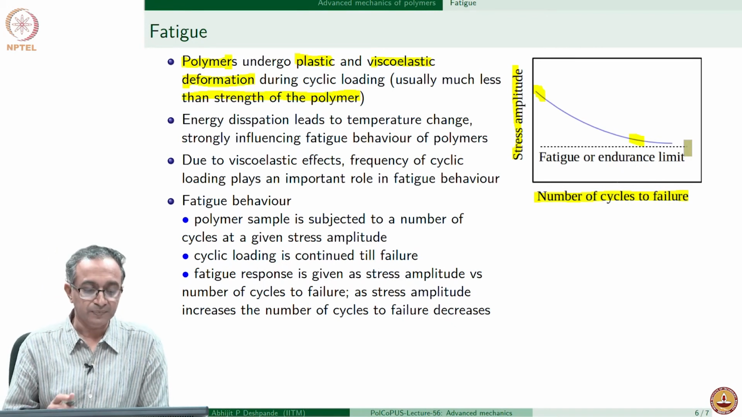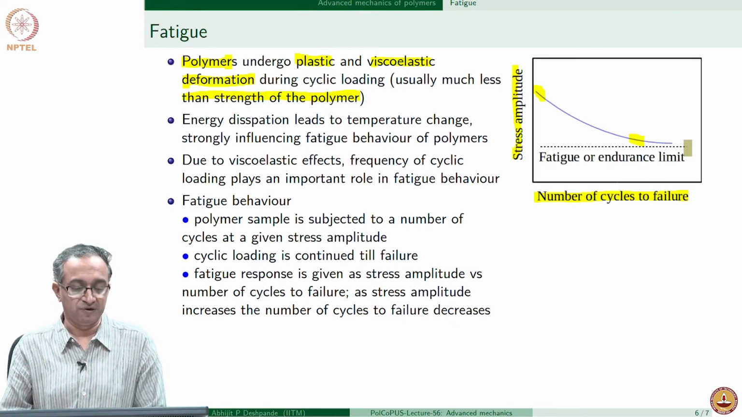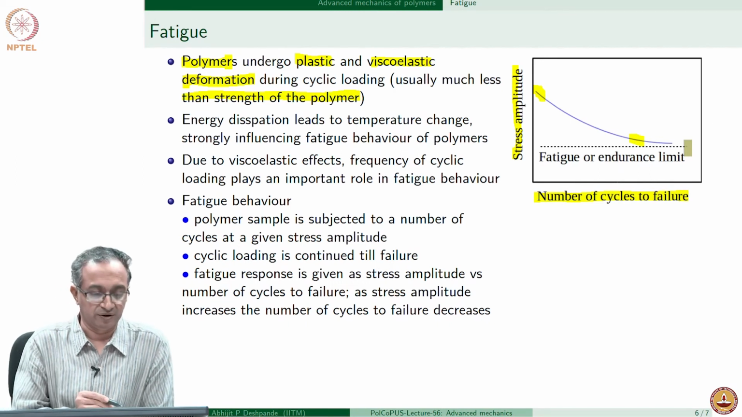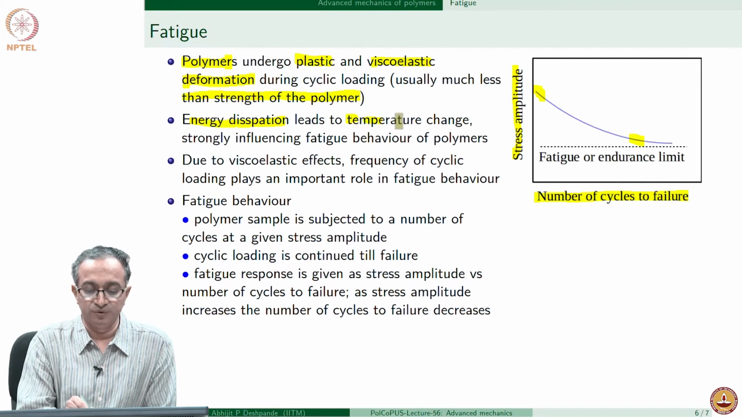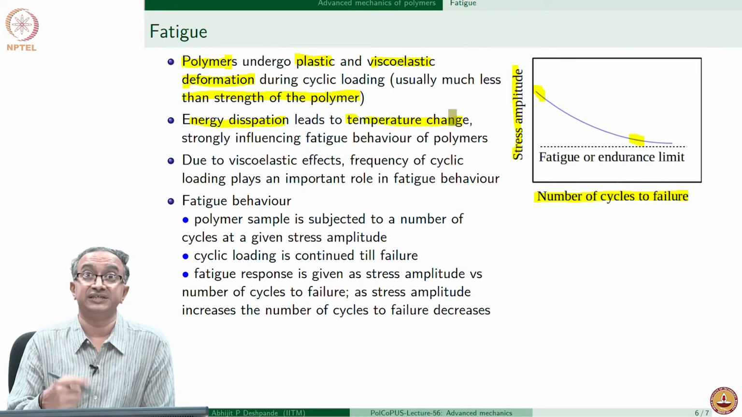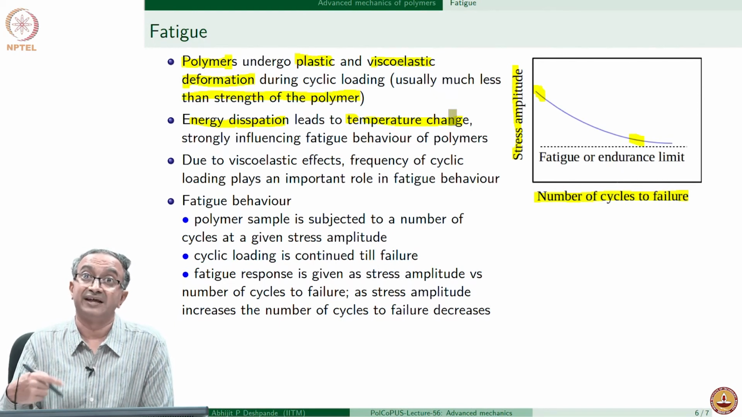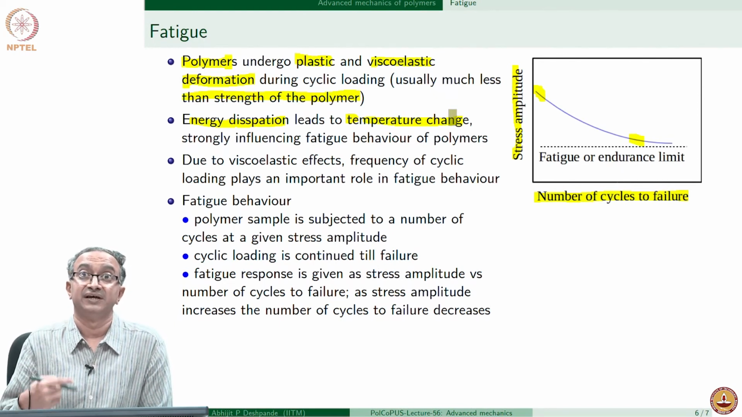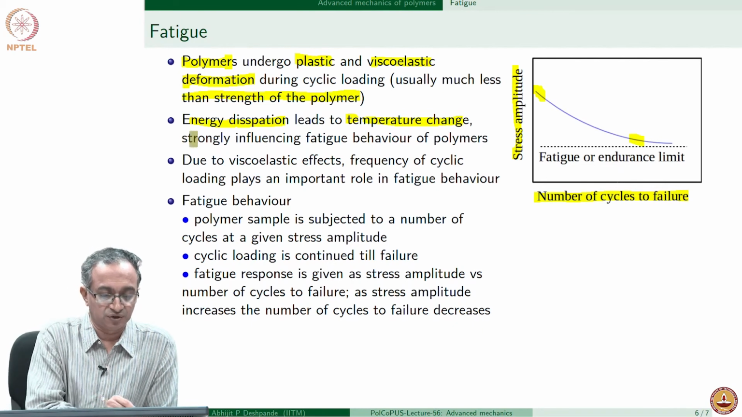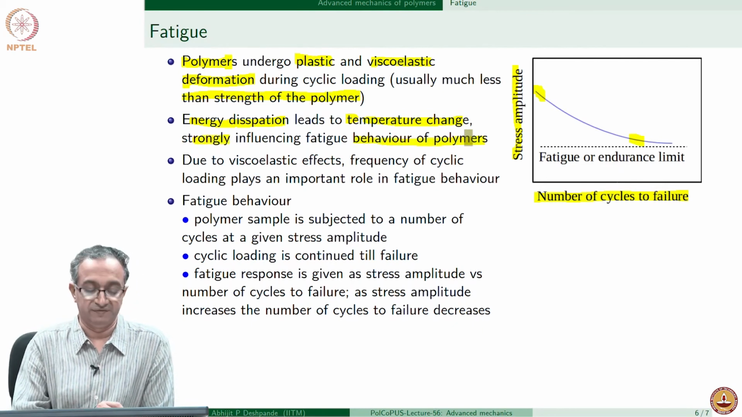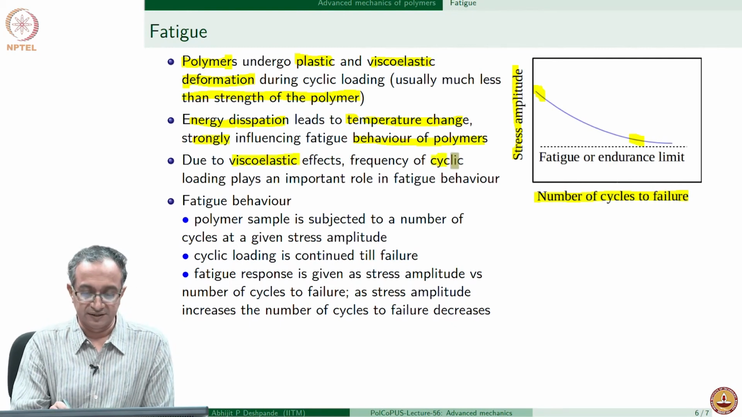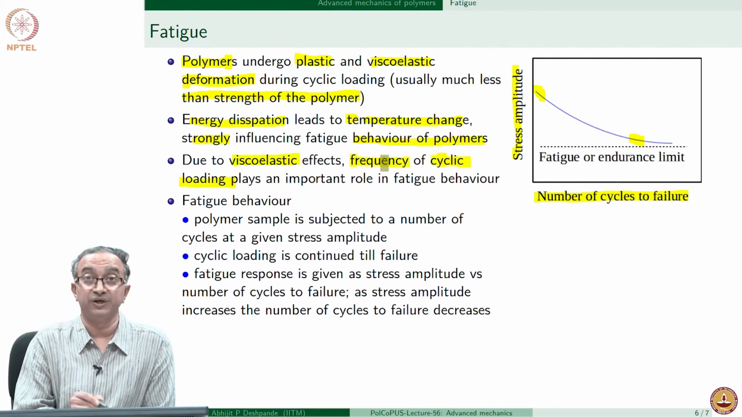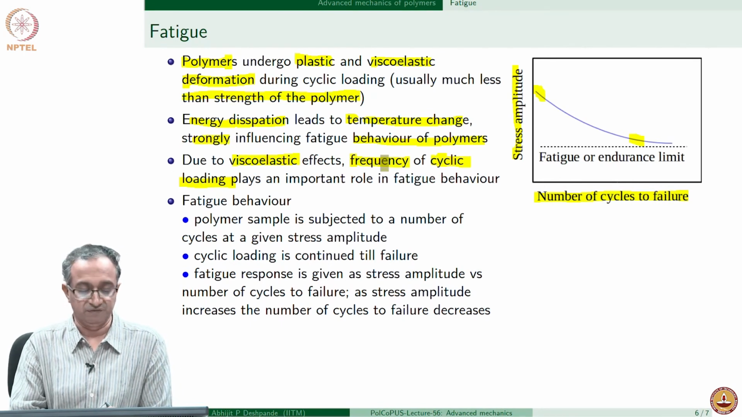In case of polymers, there are a couple of issues which lead to complicated behavior, because there is energy dissipation that can lead to temperature change, and temperature change can change segmental mobility, it can change the mechanisms in terms of disentanglement and so on. So, that has a very strong influence on fatigue behavior of polymers. And because of viscoelastic effect, the frequency of cyclic loading also plays a very important role in case of polymers.